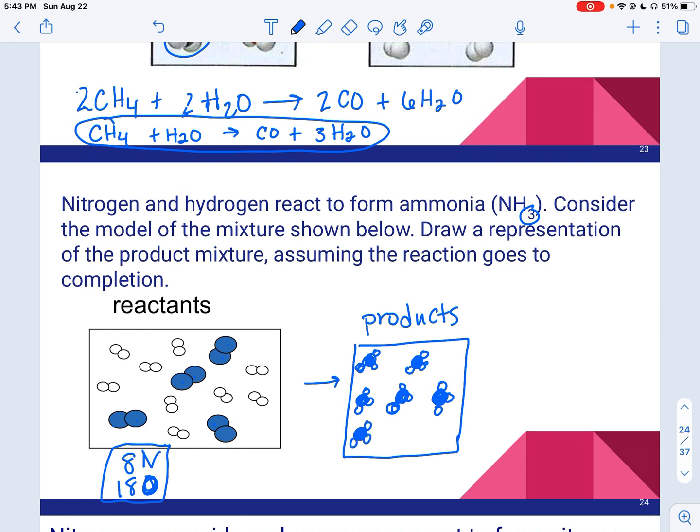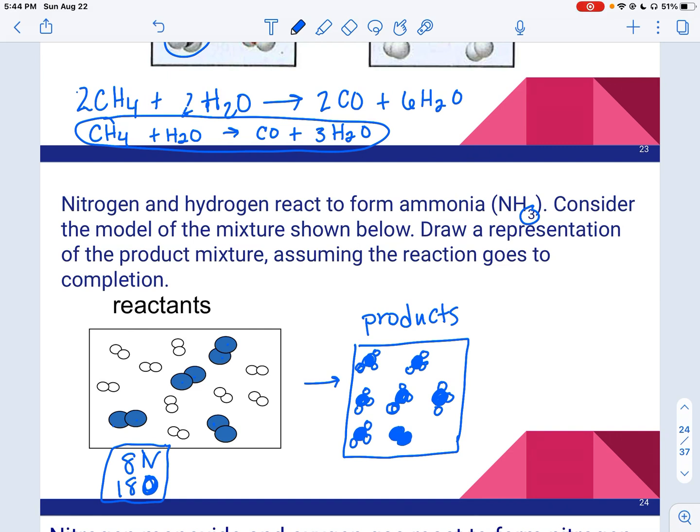But now I have no more hydrogens. So I've used all 18. 1, 2, 3, 4, 5, 6, 7, 8, 9, 10, 11, 12, 13, 14, 15, 16, 17, 18. But I've only used 6 nitrogens. So I would draw in the other 2 nitrogens still bonded. That N2 did not react.